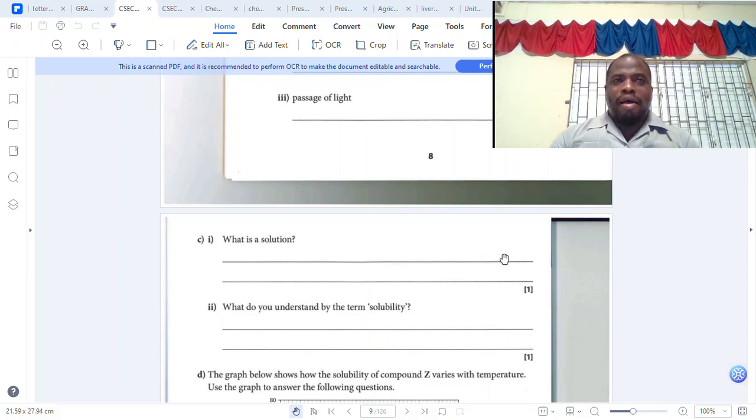So when you have an increase in temperature, you're adding heat, what you find is that the temperature causes the particles to get more kinetic energy and they move around. The water is now able to break apart those ionic compounds and cause them to dissolve more. So as you increase the temperature, solubility also increases.